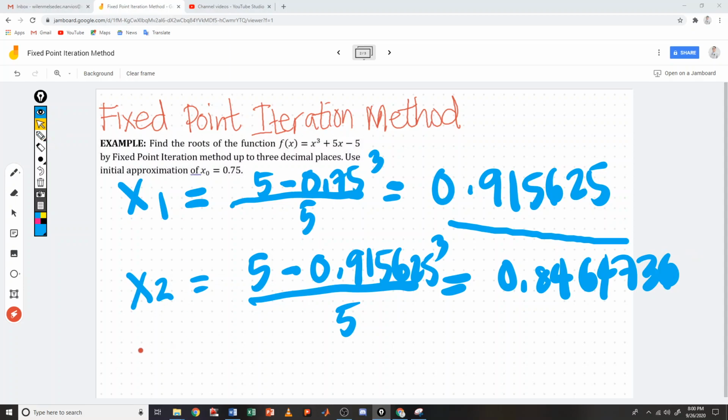So we'll continue this process by using this function, x equal to (5 minus x cubed) over 5, as the governing function. The process will continue until it converges to the root. Okay, so by repeating this process, we can come up to the convergence of the root.